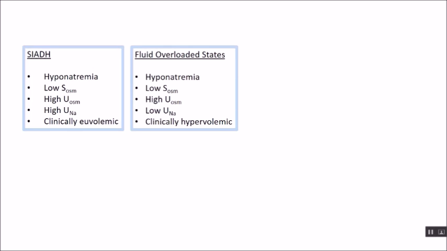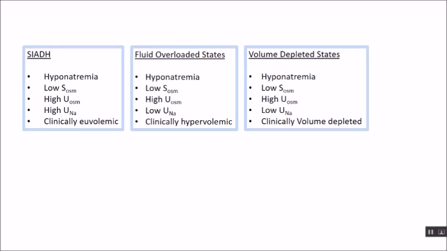So what are the expected findings in SIADH? As you recall, they should have hyponatremia with low serum osmolality, high urine osmolality, and high urine sodium, and clinically they are euvolemic. Patients in a fluid overloaded state should have everything similar to SIADH except they have low urine sodium because of the perceived decrease in the effective circulatory volume, and they are clinically hypervolemic. Volume depleted states, again, the only thing different from SIADH would be that they have low urine sodium, and also they are clinically volume depleted.